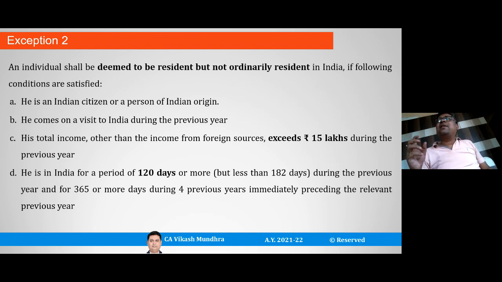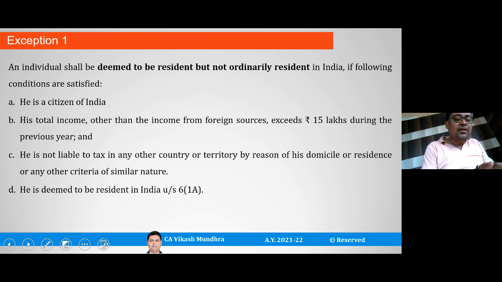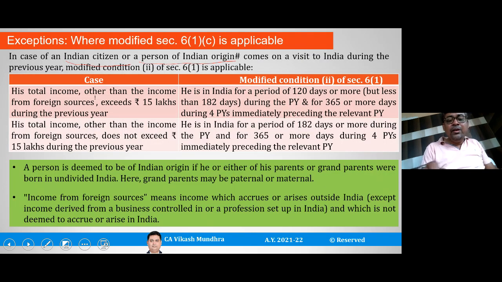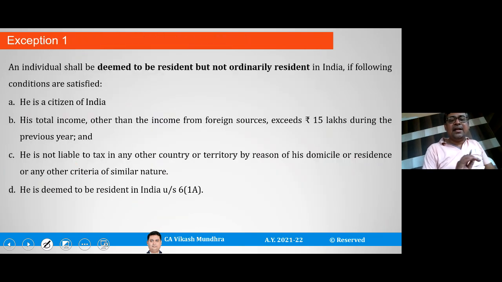You come to India for a visit during the particular previous year. Your total income other than income from foreign sources exceeds rupees 15 lakh during the previous year, and your stay in India for that previous year is 120 days or more but less than 182 days, plus 365 days or more during the four preceding previous years. If you are a resident due to this criteria, not due to other criteria, then you shall be considered a not ordinary resident.